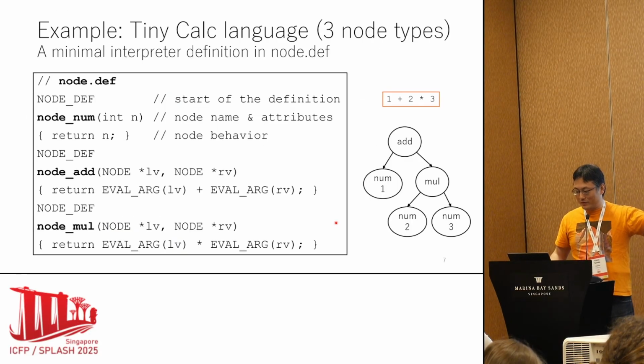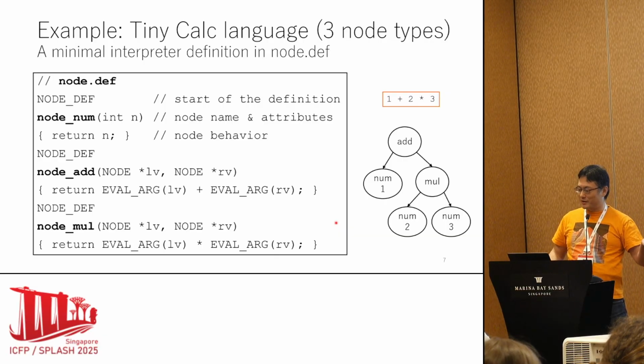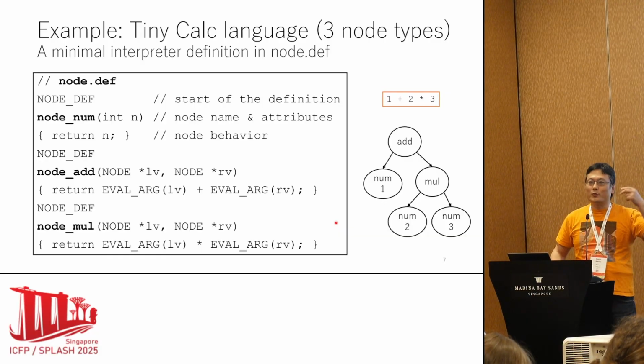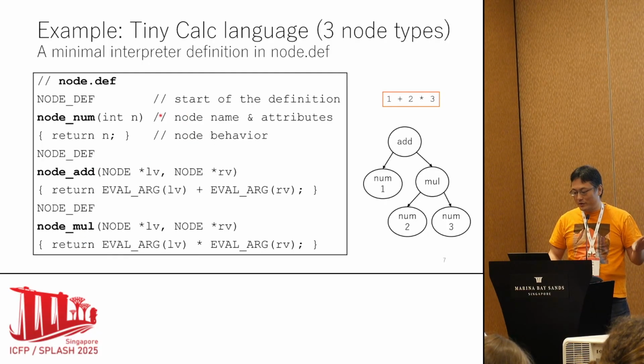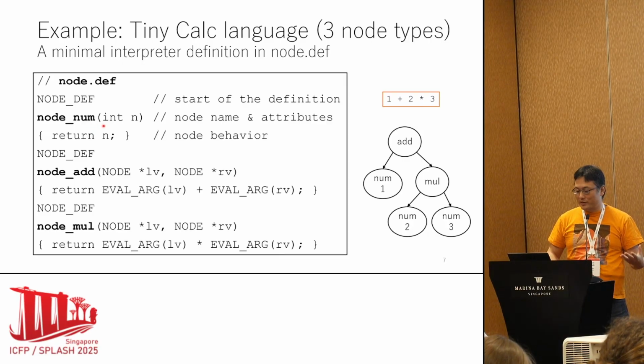So let's try to explain the ASTro framework with a very small language. So we have three nodes: num, add, and mul. In the node def, we need to start with node def. It is the signature of the start of the definition. And the node name is the name of the node.